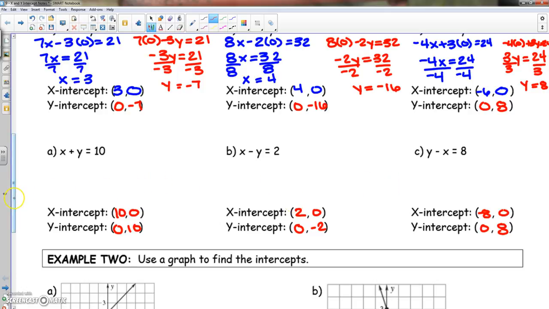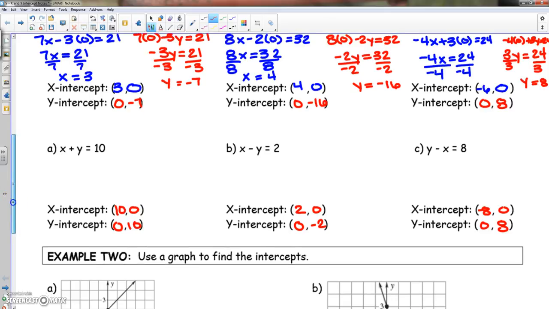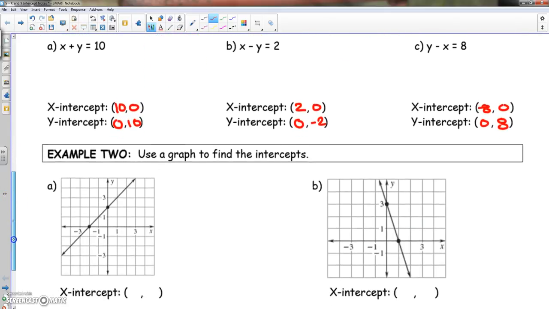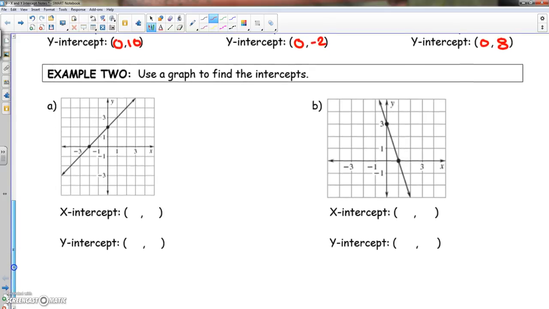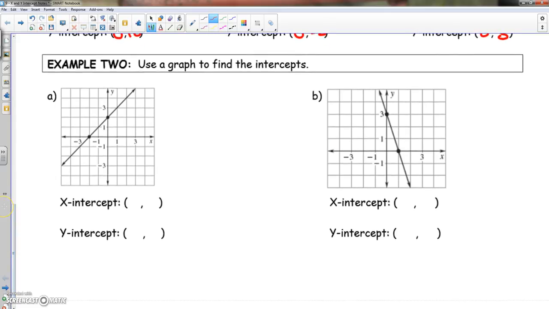Alright, so that is how we do it algebraically. Graphically is more fitting to the definitions that we did at the very top. So in the next couple of examples, we are to use a graph to find the intercept. And remember, the x-intercept is where the graph crosses the x-axis, the y-intercept is where it crosses the y-axis.